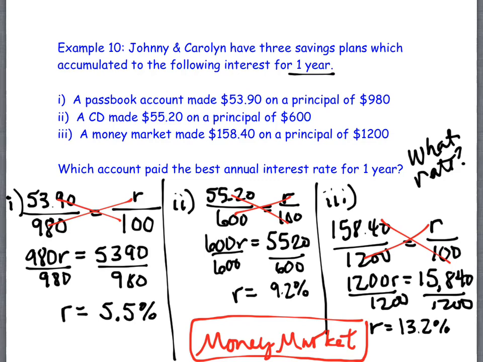If it was saying that it accumulated the following interest for 1 month, and then it asked for which account paid the best for the year, would you just multiply those by 12, and then that would give you it? Well, if you're comparing all of them over the same time frame, it doesn't really matter, because they're all doing the same time frame.